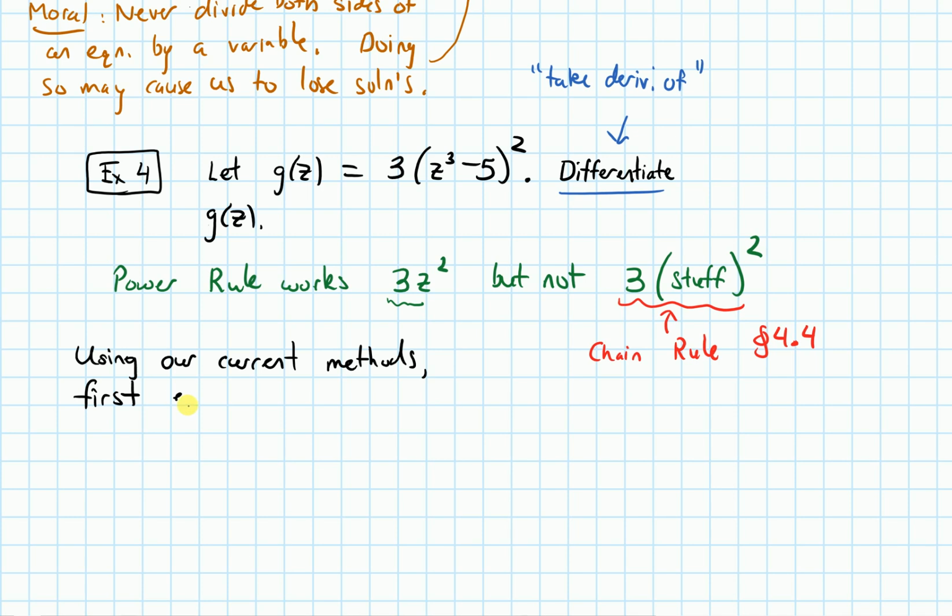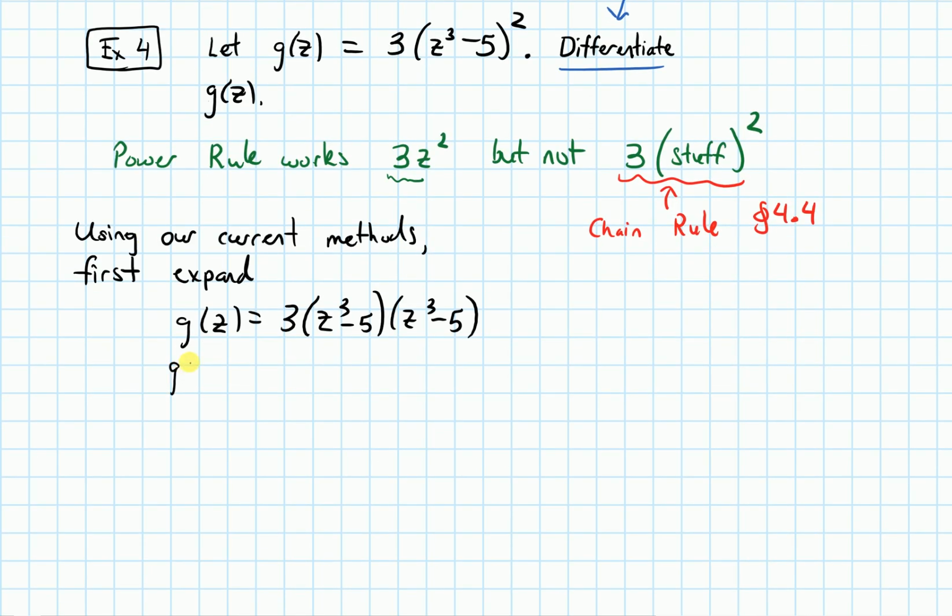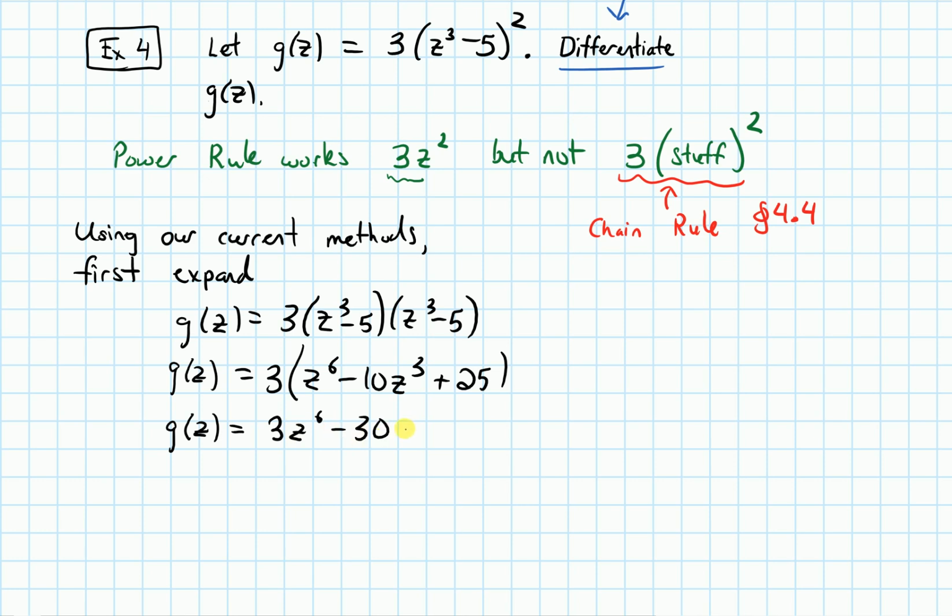So we're going to first expand this. And so I have this thing squared. Let's just square that out. So g of z, which is 3 times z cubed minus 5 squared, which means z cubed minus 5 times itself. And let's expand. So we have g of z equals 3 times, and foiling this out, we'll get z to the 6th minus 10z cubed plus 25 once we FOIL. And now if we distribute the 3, we get 3z to the 6th minus 30z cubed plus 75. All right, so that is g of z.